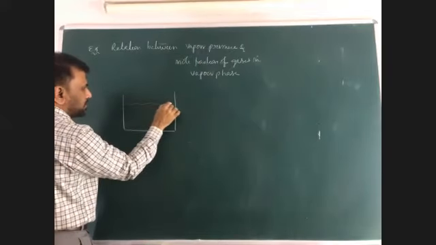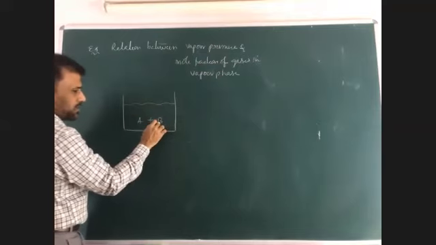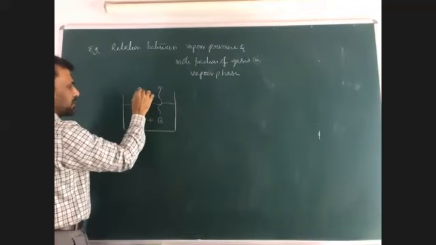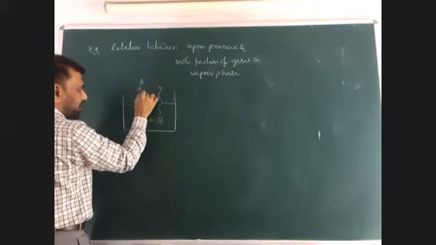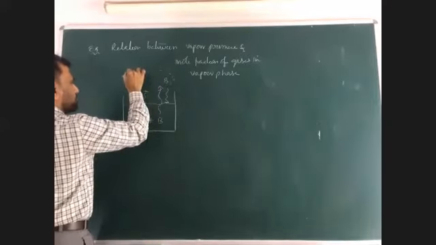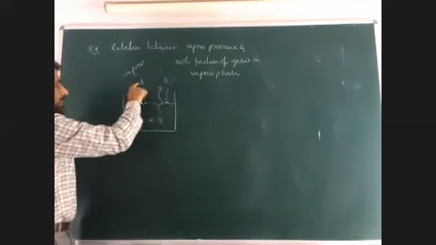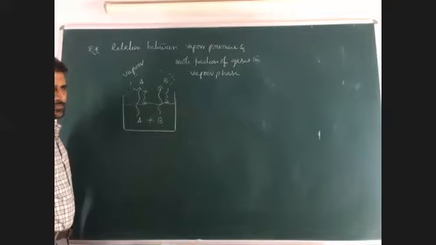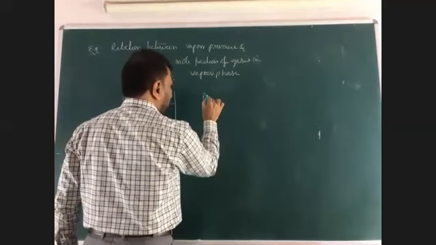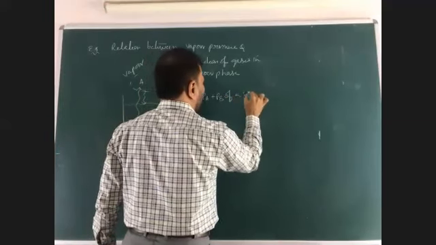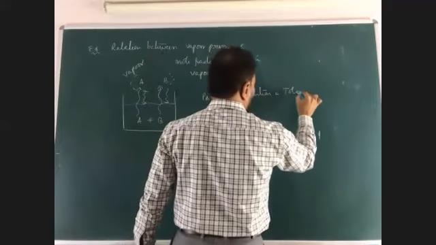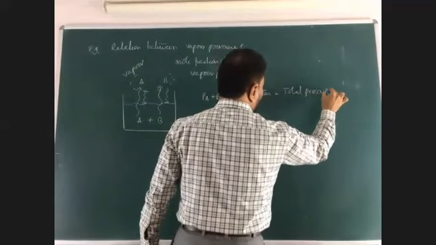There are two liquids, A plus B. A evaporates, B also evaporates, right? A exerts some pressure also, B also exerts some pressure. This is called vapor. The pressure exerted by A and B is called total pressure. So here, PA plus PB of a solution is equal to total pressure.